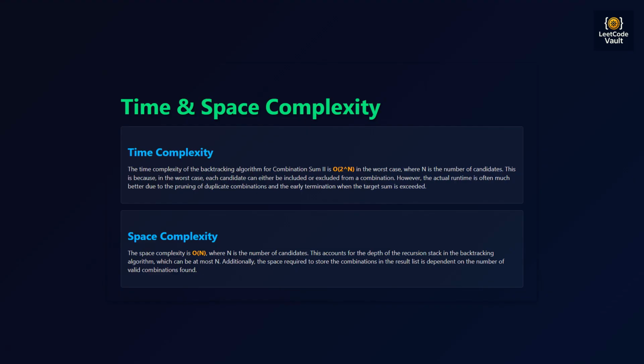Time and space complexity. Now, let's analyze the time and space complexity of our solution. The time complexity of our optimized backtracking approach is O of 2 to the power of n, where n is the length of the input array. However, because we're sorting and skipping duplicates, it's usually much better than the brute force approach. The space complexity, thanks to recursion, is O of n in the worst case, representing the maximum depth of our recursion stack. This is a significant improvement over the brute force method.